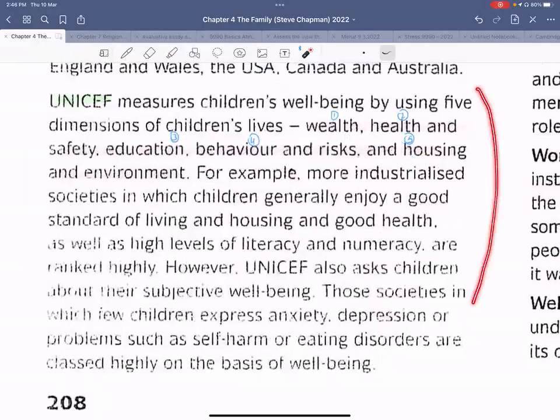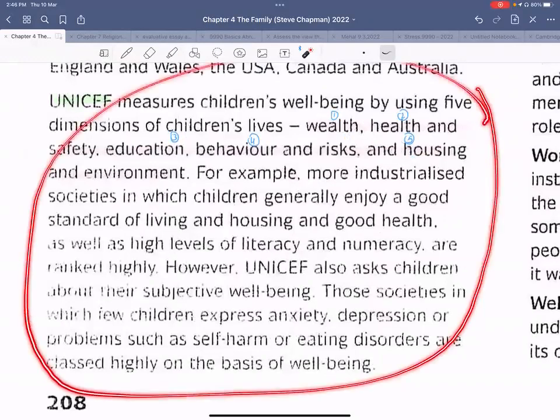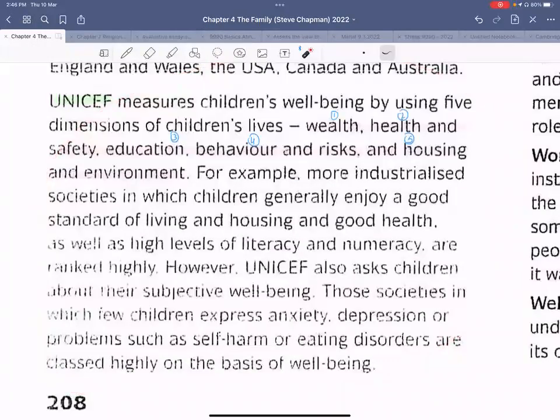यहाँ से हमें पता चल रहा है about international intervention, UNICEF. आगे बढ़े.